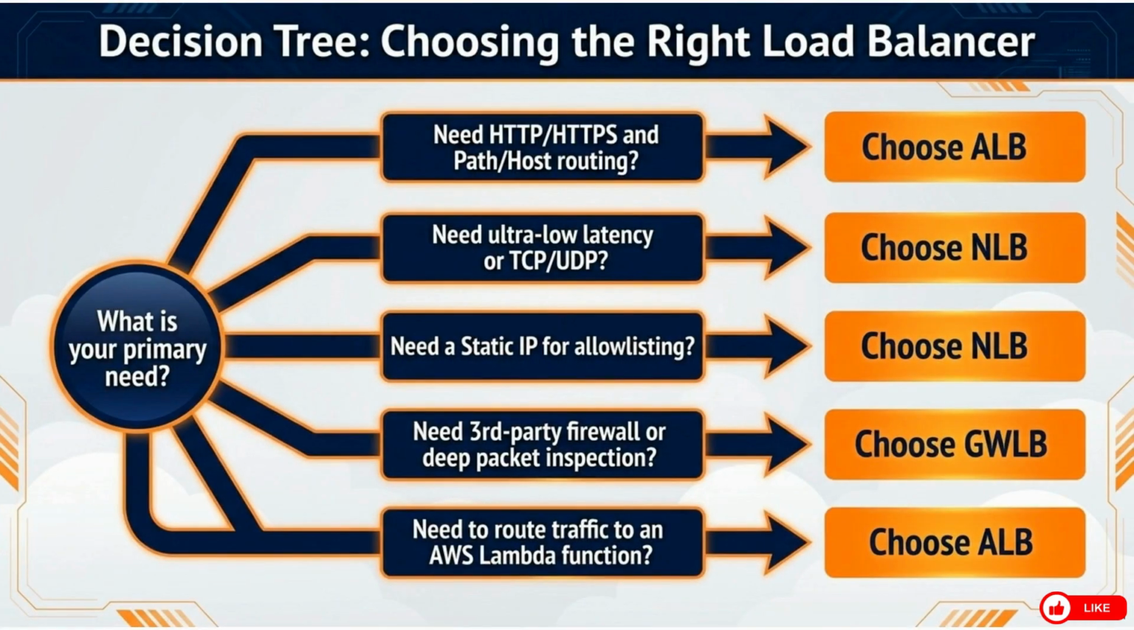Let's see how architects think. For a modern e-commerce platform, users, Route 53, ALB, ECS/EKS services. For a trading platform, users, NLB, trading servers. For a secure enterprise architecture, users, GWLB, security appliances, applications. In real-world systems, organizations often combine multiple load balancers together. This is common in large-scale AWS architectures.